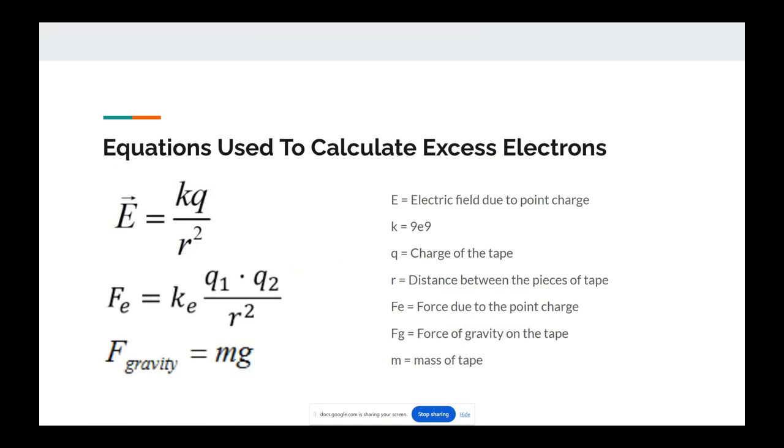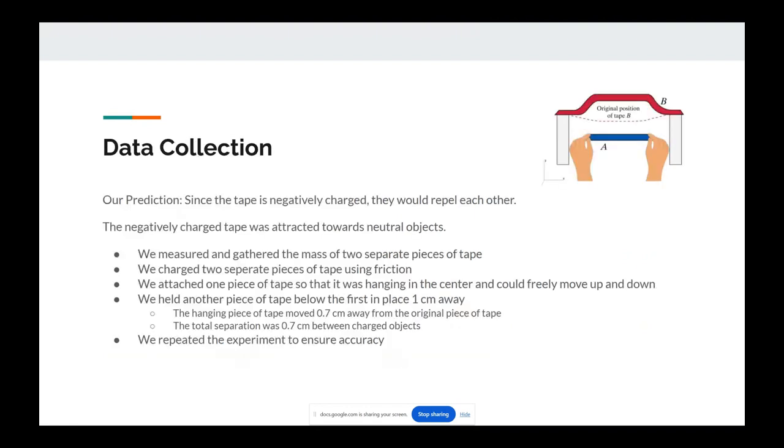The equations used to calculate excess electrons were the electric field equation, which is equal to kq over r squared, k being a constant, q being the charge on one piece of tape, and r being the distance between the two pieces of tape. The force of the electric field is very similar. It's kqq over r squared. Again, we are assuming the charges are equal, and that r is the distance between the tape when the tape is floating. And then, of course, we used F gravity, or the force of gravity, which is equal to the mass of one piece of tape times g, which is a constant.